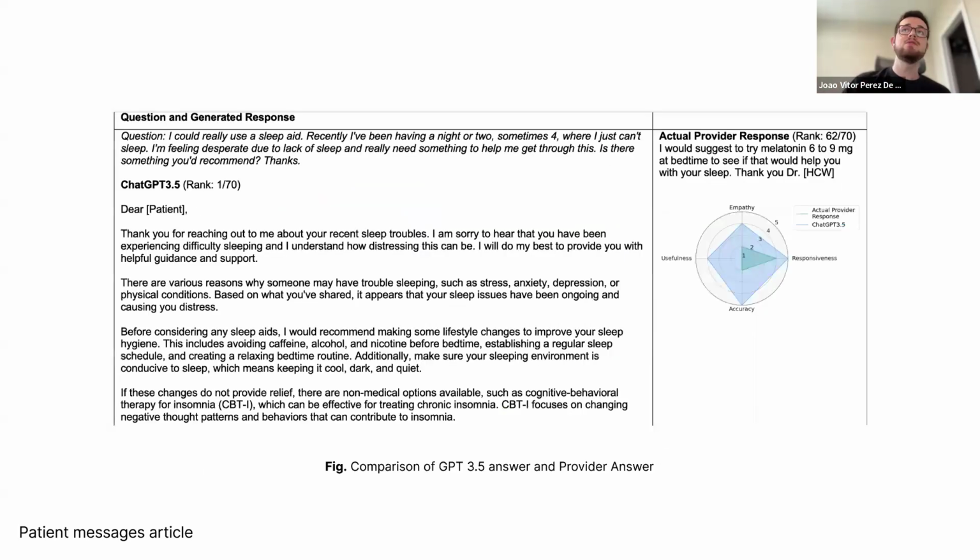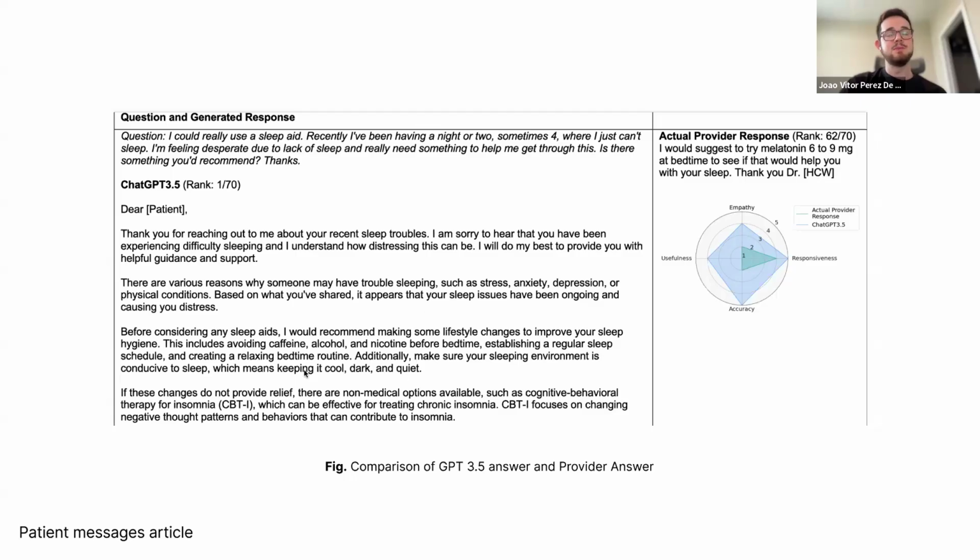But then if you actually look at the actual answer, this is a snapshot comparing a response to a patient query. This is the question: I could really use a sleep aid. Recently, I've been having a night or two, sometimes four, where I just can't sleep, etc. This is the message that a patient sent to the clinician. This is the response that the clinician gave. It's a very short response: I would suggest to try melatonin 6 to 9 milligrams at bedtime, etc. Thank you, Dr. Blah, blah, blah.